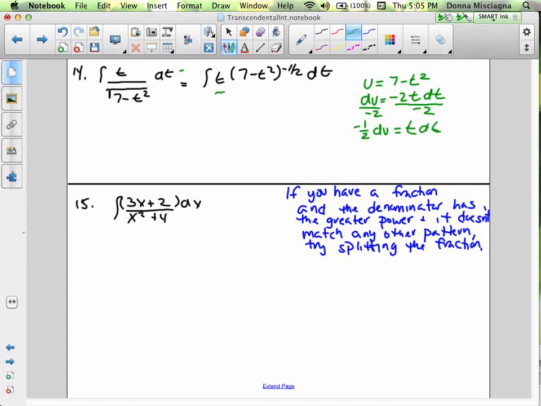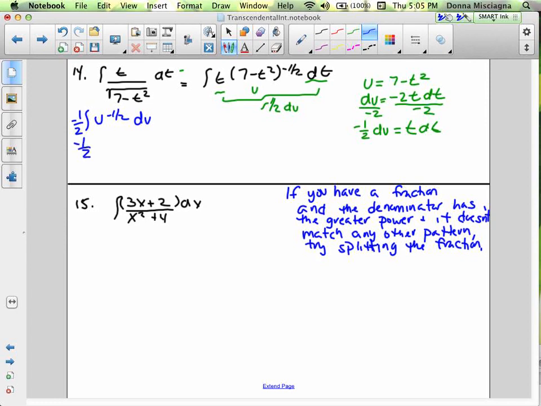Right, so this part here, not the exponent, but the rest, the t and the dt, will be represented by negative 1/2 du, and then the 7 minus t squared will be represented with the u, and the exponent stays. So now we'll rewrite this. So this will be the integral of u to the negative 1/2. Oh, don't forget the negative 1/2 in front, right? So negative 1/2 integral of u to the negative 1/2 du will integrate.